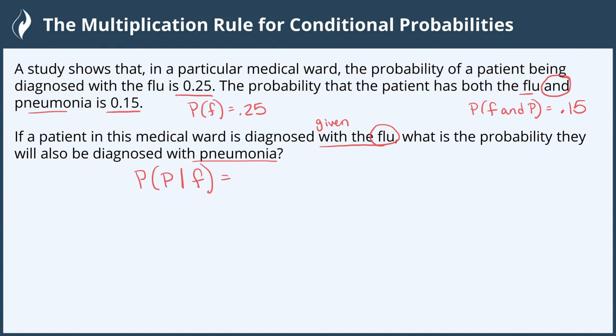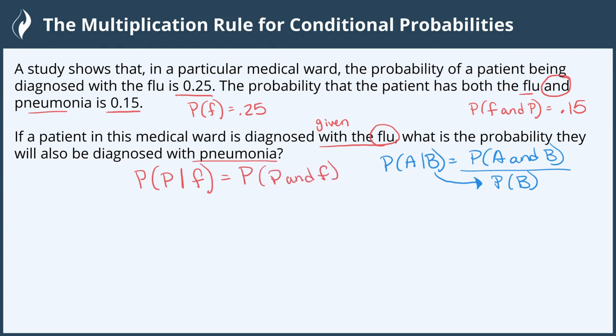We need a formula for multiplication of conditional probabilities, and it is the probability of A given B is the probability of A and B divided by the probability of B. Just like we did in the other conditional probabilities, this matches where the bottom is the probability of the second event. So now we can just substitute what we have with the probability of pneumonia and flu, following the exact same order.